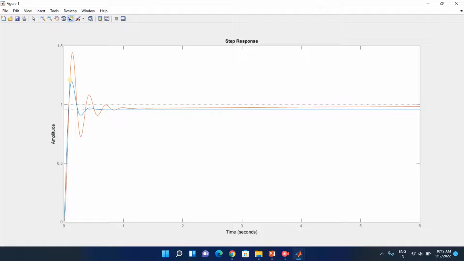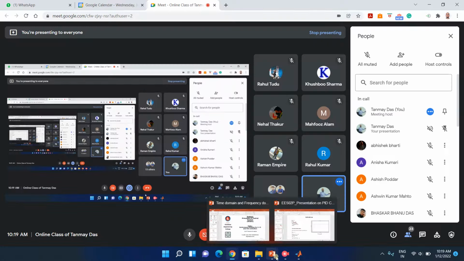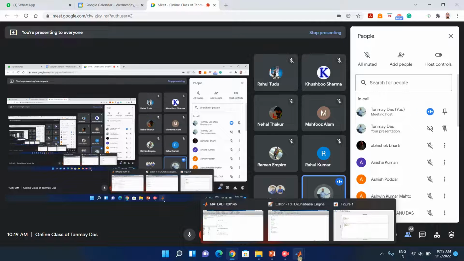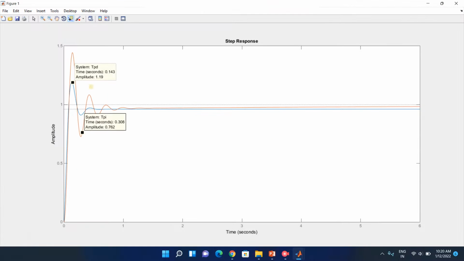Can you tell why this PD is having less overshoot and PI is having more overshoot? Why? Anyone? Are you getting it? Are you able to understand? The overshoot of the PD controller is less, and that of the PI is more. Why? The orange one is PI.